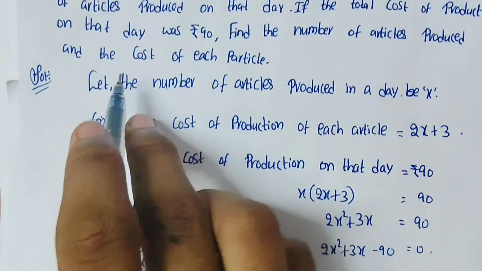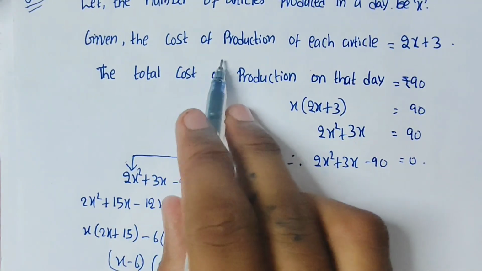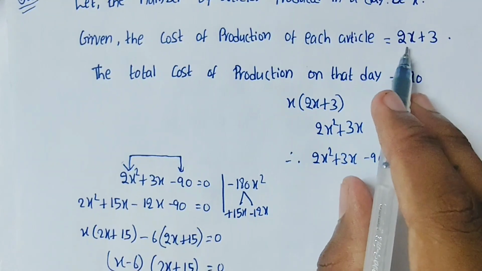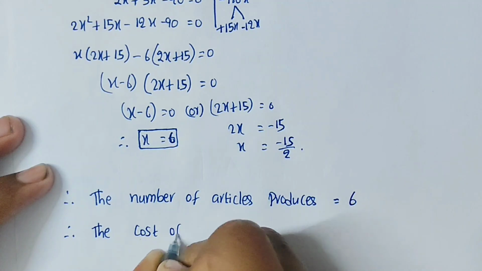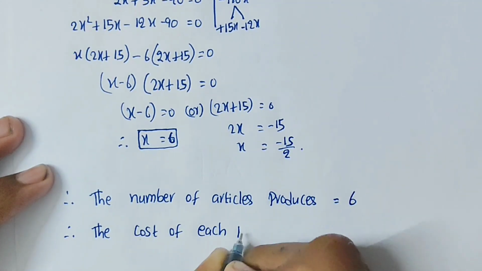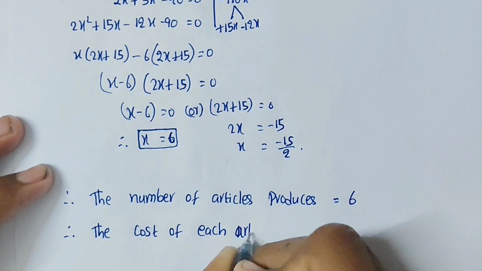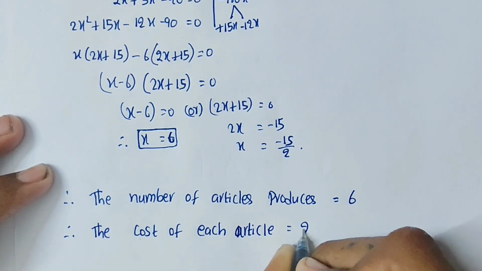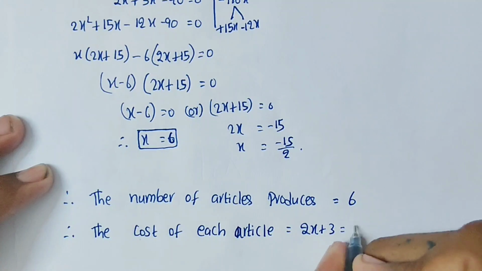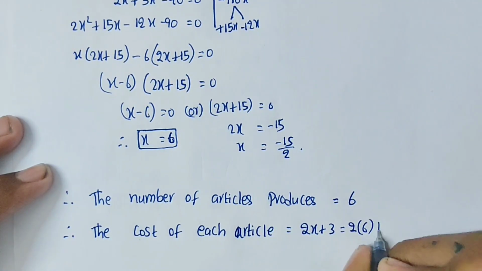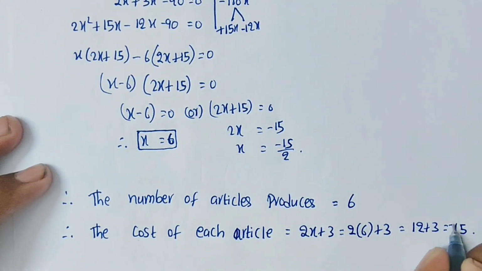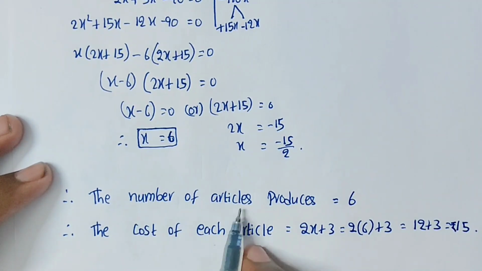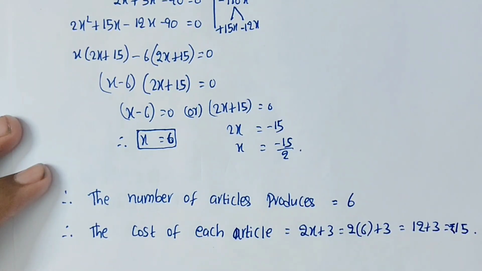He also asked for the cost of each article. The cost of production of each article equals 2x plus 3, equals 2 into x, which is 6. So 2 into 6 plus 3 equals 12 plus 3 equals 15. The cost of each article was 15 rupees, and the number of articles produced in a day was 6.